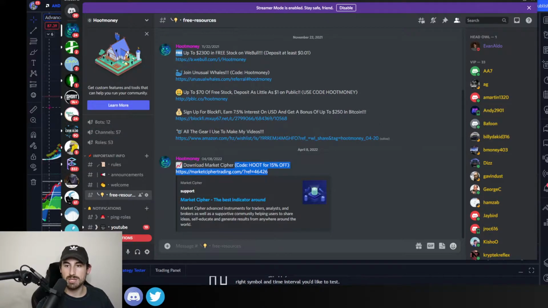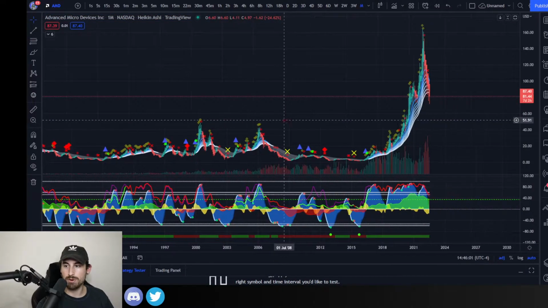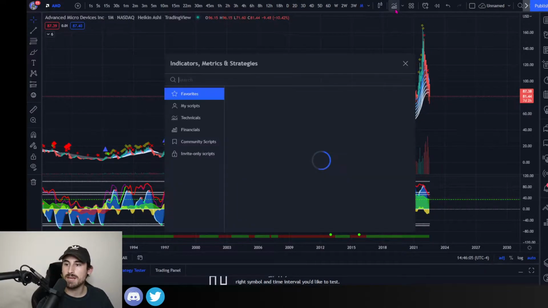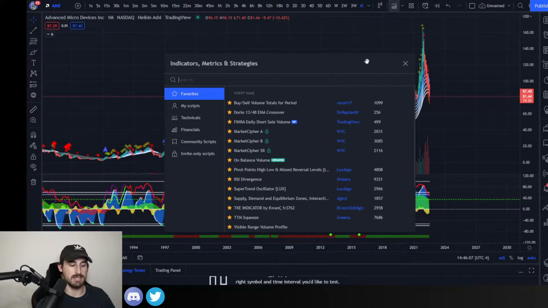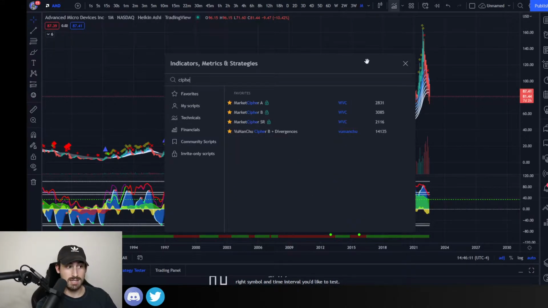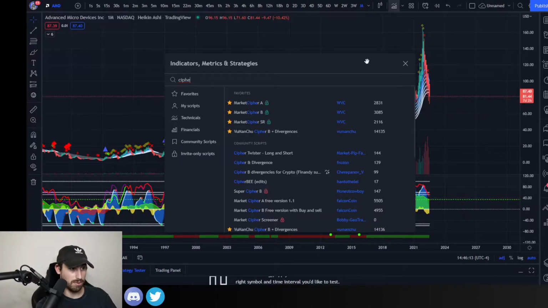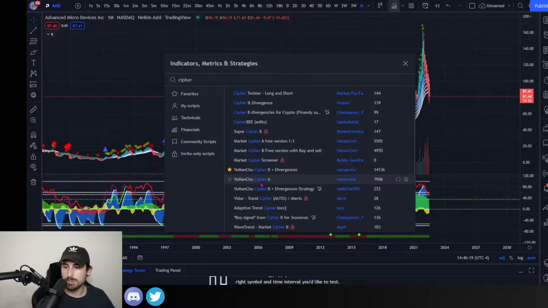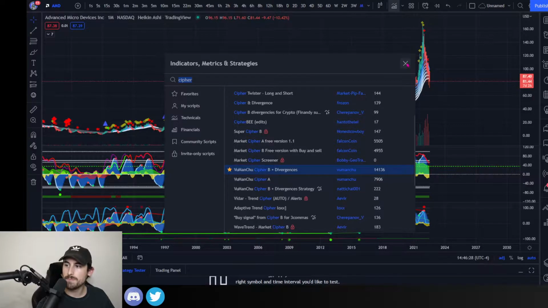You don't have to download Market Cipher. There are free versions. Don't tell Crypto Face, the creator of Market Cipher, that I told you guys this, because this is not necessarily the most legal thing. I don't know, it's like a ripoff. But regardless, Vu Manchu as well has some good Market Cipher type indicators. So we'll see that as well. We'll put on VMCA and VMCB.